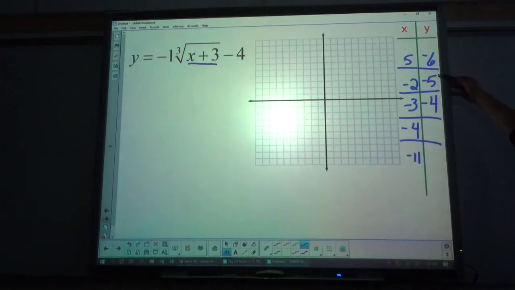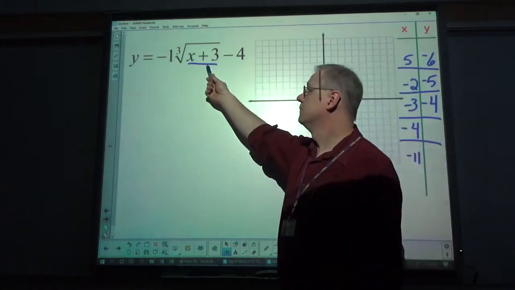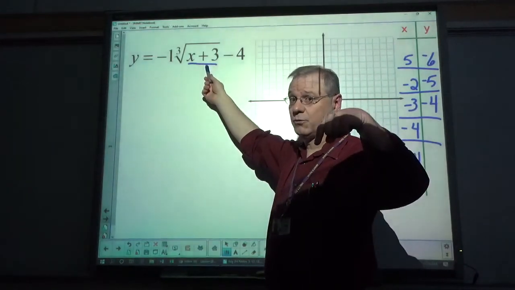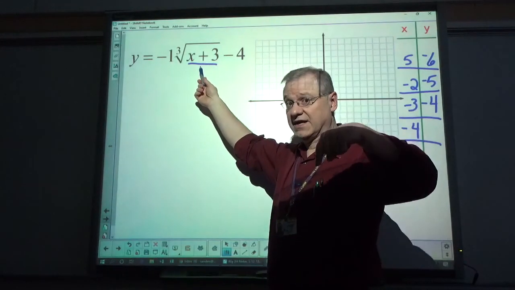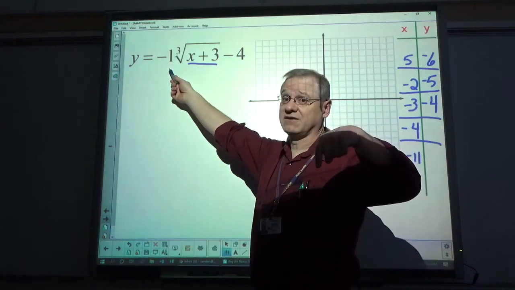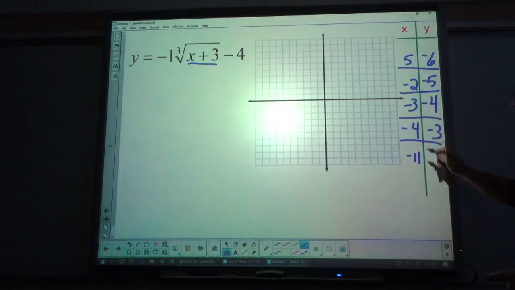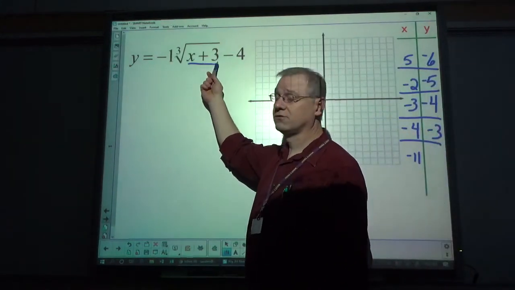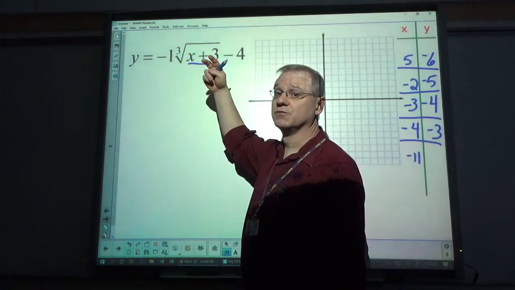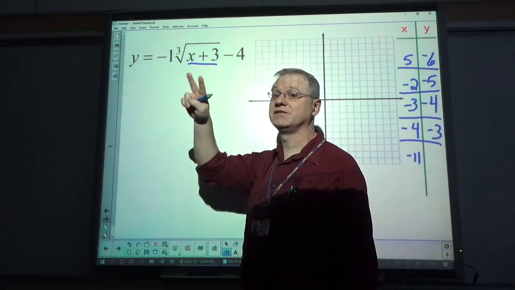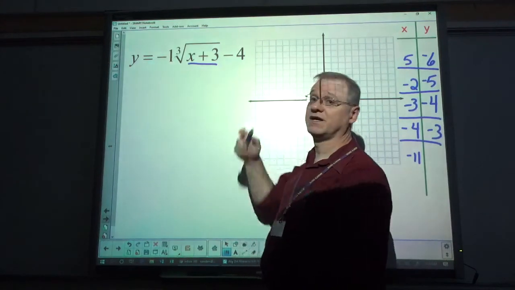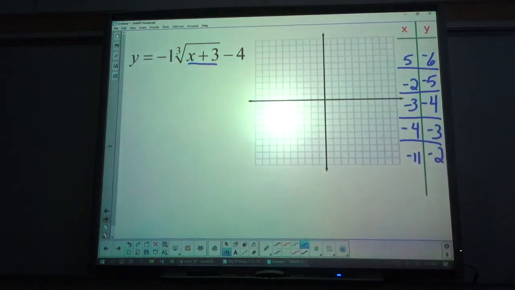Now, if this pattern holds, this should be a -3 and a -2. Let's see. -4 plus 3 is -1. Cube root is -1. Times -1 is +1. And -4 is -3. Sure enough. And -11 plus 3 is -8. Cube root is -2 times -1 is +2. +2 minus 4 is -2.